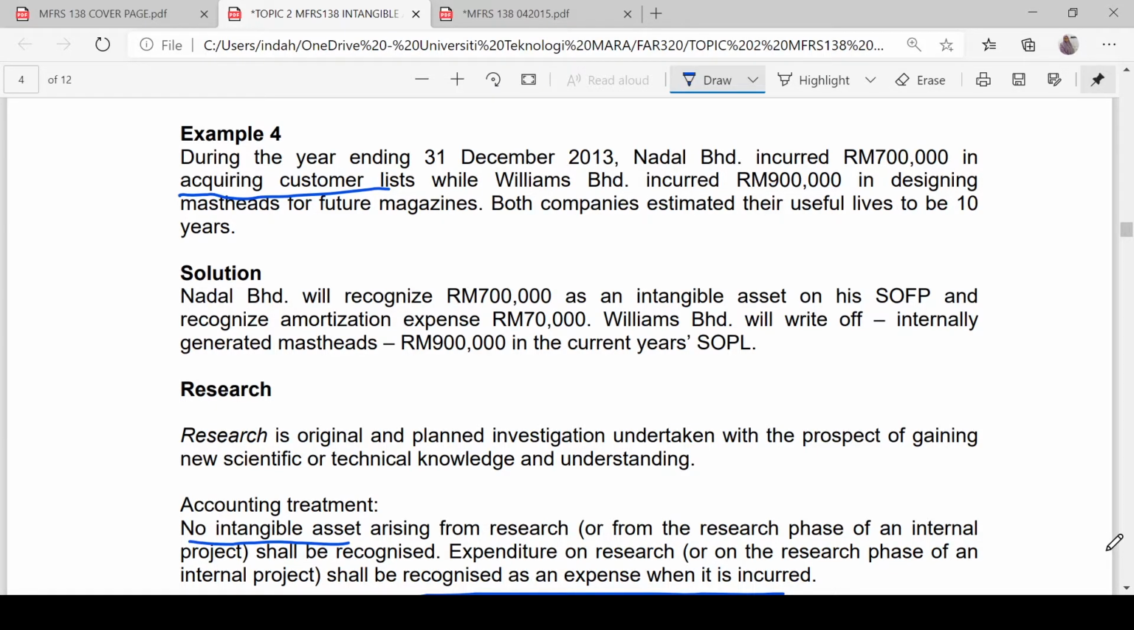While for Williams Berhad, the cost incurred of 900,000 is not to be capitalized as intangible asset but to be expensed off in SOPL as an expense, because the design of masthead is generated internally. This is internally generated intangible asset which is not allowed to be capitalized as intangible asset. Therefore, 900,000 will be expensed off in SOPL. In addition, for Nadal Berhad, the cost of 700,000 is to be amortized over its estimated useful life of 10 years.